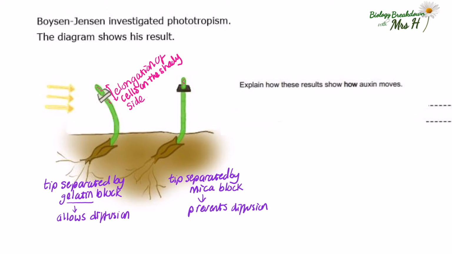In the shoot growing straight up, the auxins remain in the tip. They can't diffuse downwards to the cells in the elongation zone, so no elongation occurs.